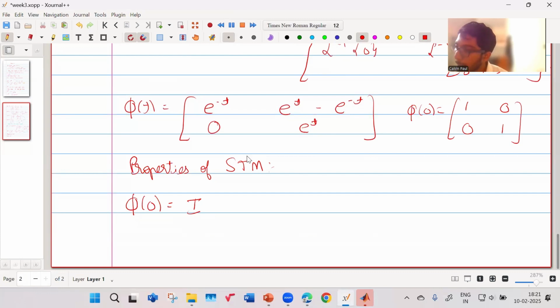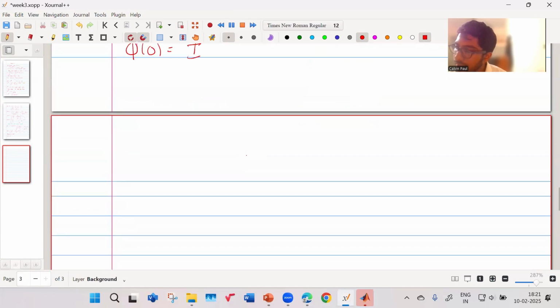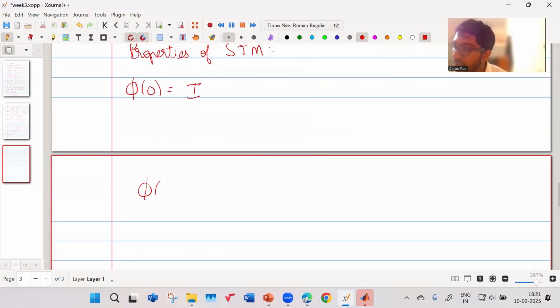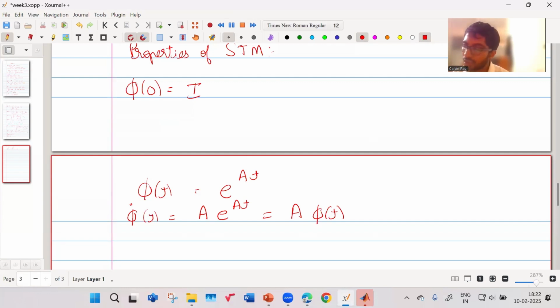Now, there is another property, that is, phi of t is equal to e to power at. Now, what is the derivative of this? The derivative we write as phi dot of t. That actually is equal to a into e to the power at, which is equal to a into phi of t. So this is one property of the derivative of the state transition matrix.